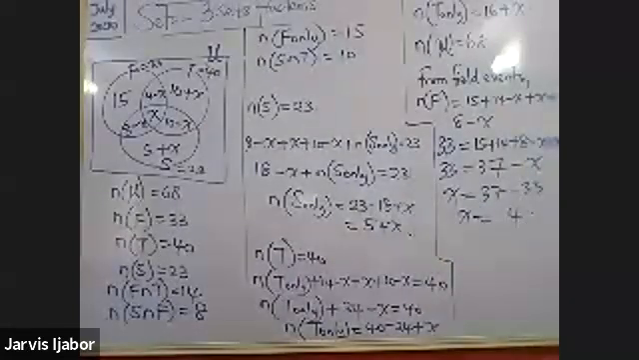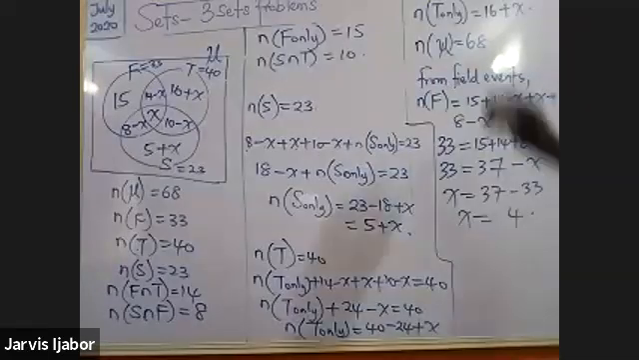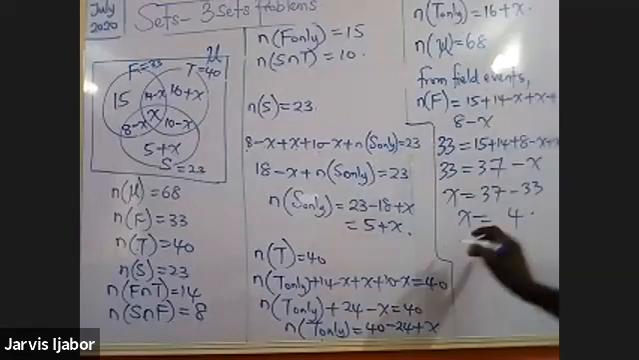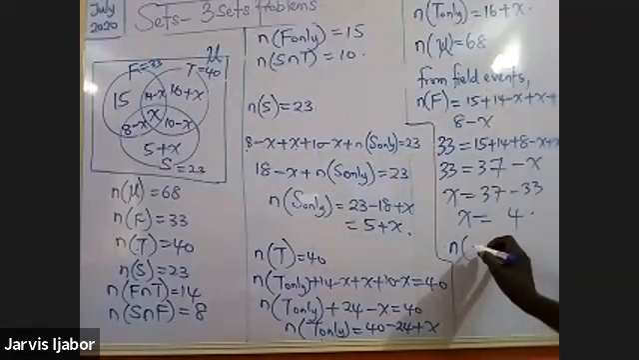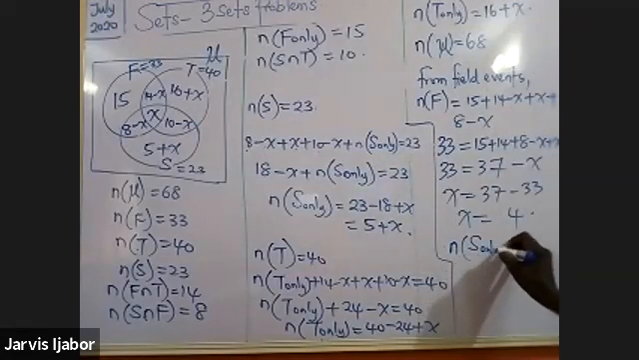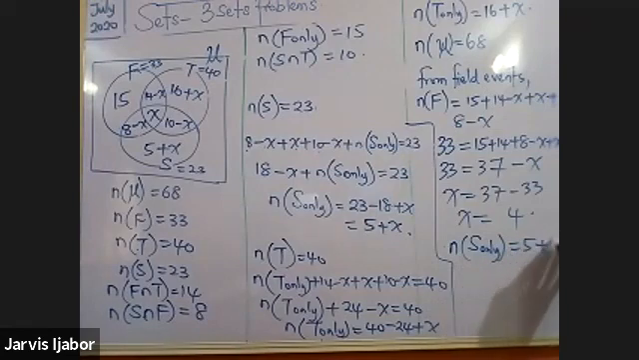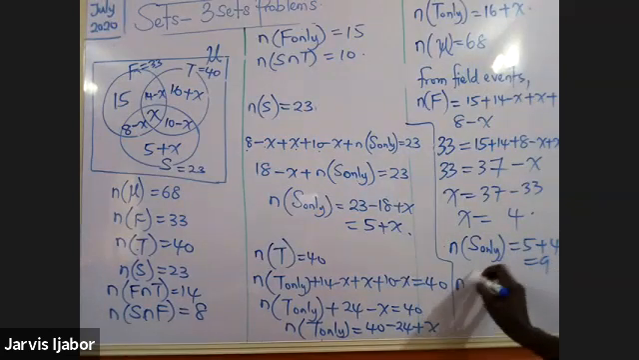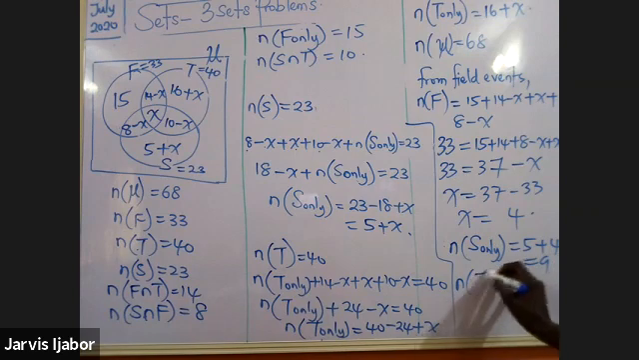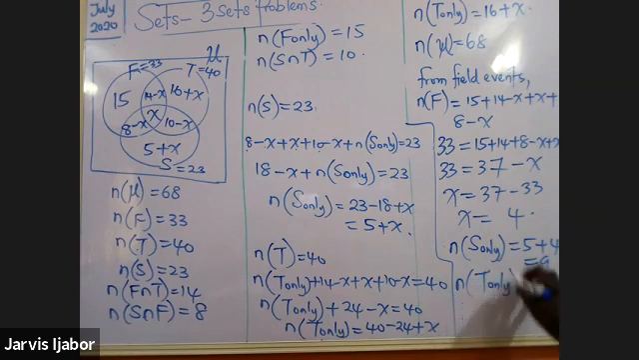X will be equal to 4. If x is equal to 4, it means that for the earlier problem we solved, the number of swimming only will be equal to 5 plus 4, and that will be 9. And the number of track only will be equal to 16 plus 4, and that will be 20. And that solves the problem in hand.